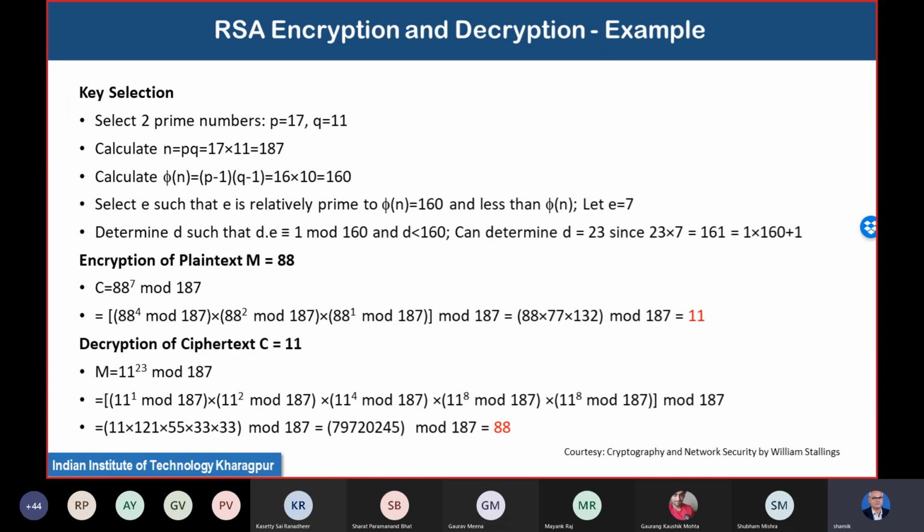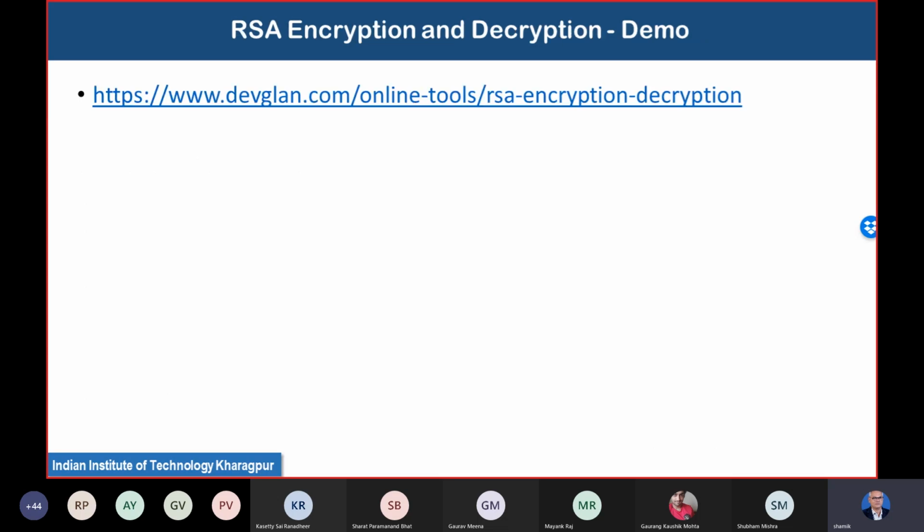Now Bob knows the decryption key 23 and nobody else knows it. So Bob would raise 11 to the power of 23 and then mod 187, with simple arithmetic. You can see that finally, the last line, 797202245 mod 187, comes out to be 88, which is the same as the original plain text M. So that is the whole set of steps with this example as to how things work for sending a message from Alice to Bob using Bob's public key.